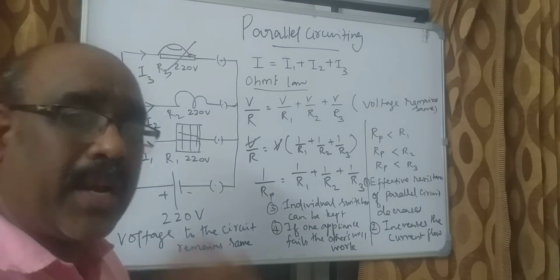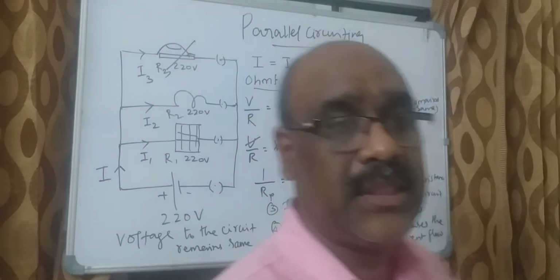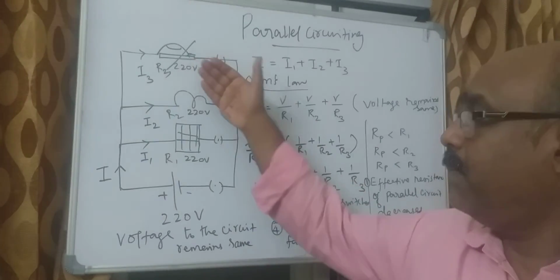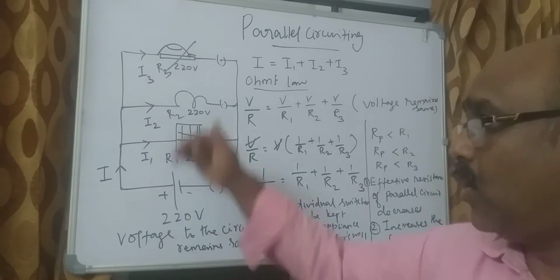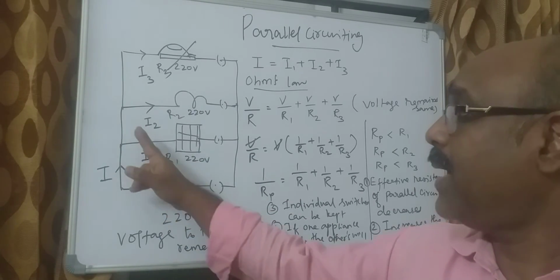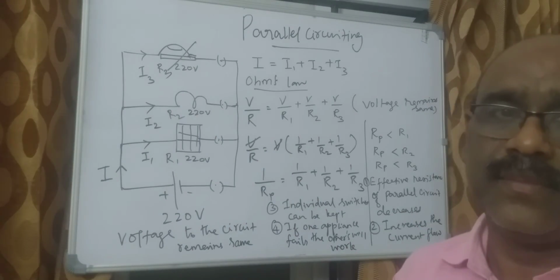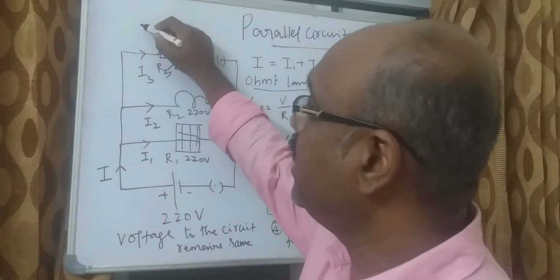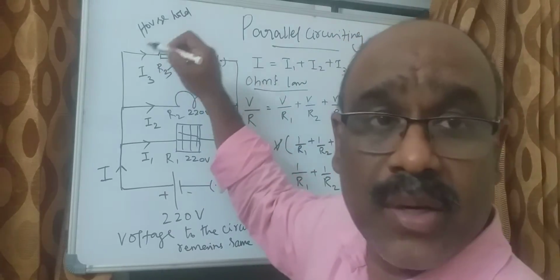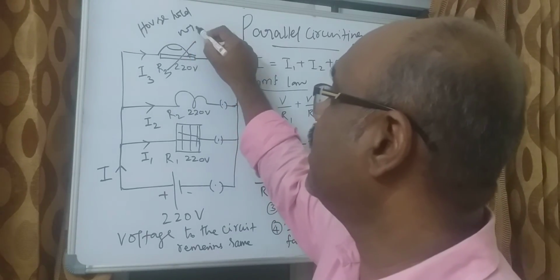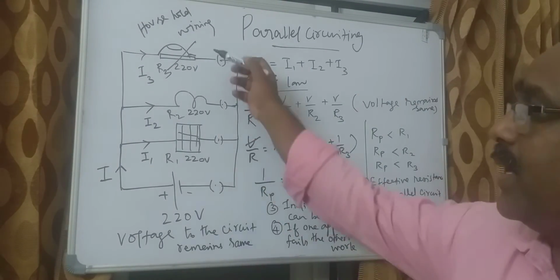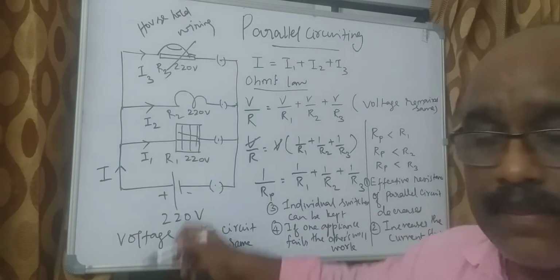So the point you should grab from this theoretical aspect is this: in parallel circuiting, all the appliances are connected parallel to each other, which is most commonly used in household wiring. So in houses, when we are doing the wiring, like this only we are doing household wiring. For household wiring purpose, this parallel circuit is made.